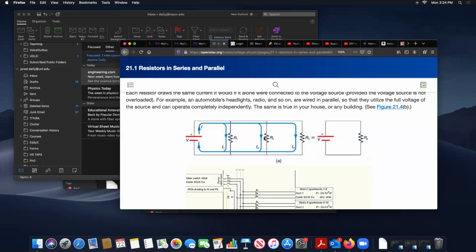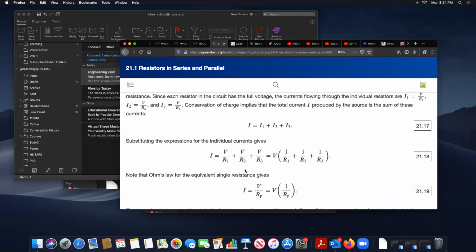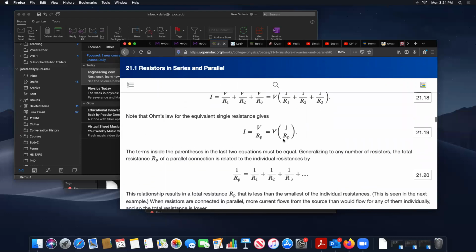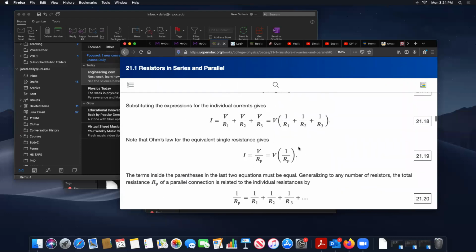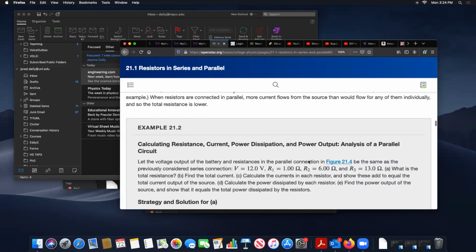And the math for it is just like the capacitors in series, because the currents all have to add up to equal the overall current, and you use Ohm's law to go through this again. The details aren't really all that important for you, but in the end, the total resistance of resistors in parallel is: 1 over R equivalent equals 1 over R1 plus 1 over R2 plus 1 over R3, and so on.